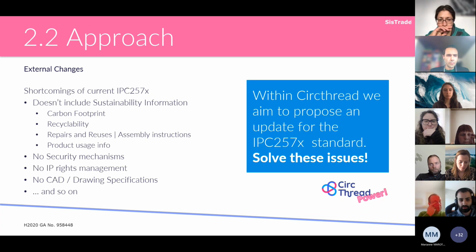So we have identified some shortcomings of our standard. It doesn't include sustainability information, such as carbon footprint, recyclability, repairs and reuses, assembly instructions, and product usage info. There are no security mechanisms, no intellectual property rights management, no CAD or drawing specifications, and many more. But within Sistrade, we aim to propose an update for this standard to solve these issues. So go Sistrade Power.